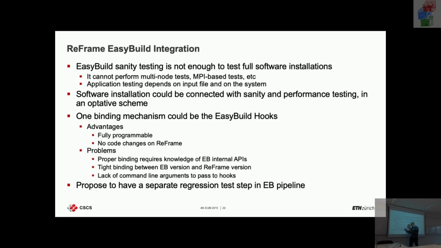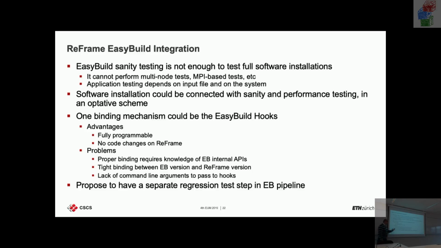The bad thing about that is that to actually support the easyblock, you need internal APIs from EasyBuild, which may or may not be available in the next release, right? So you're going to break. And these hooks are not unit tested. So whenever you do a release of ReFrame or EasyBuild, they don't see this code, so they don't unit test it, and they don't check if it's running properly.